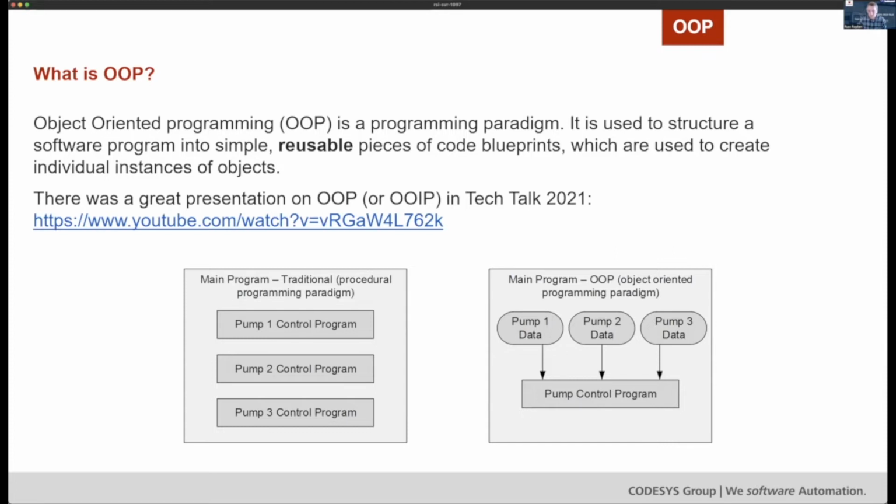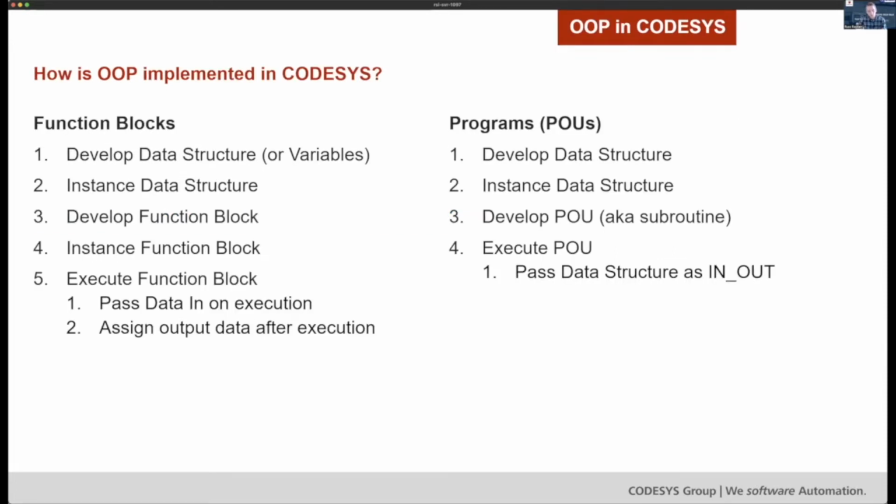Now, how is this implemented in CODESYS? So typically, function blocks are how this is implemented. You create a data structure or a set of variables, instance that data structure or function block, develop the function block, and just like Alex did, you instance that function block, give it a name, and then you create a program to execute that function block multiple times. And most of the time you're passing input data, and then you're grabbing output data from that function block and passing that on to use it somewhere else to drive your outputs or whatever that happens to be doing.